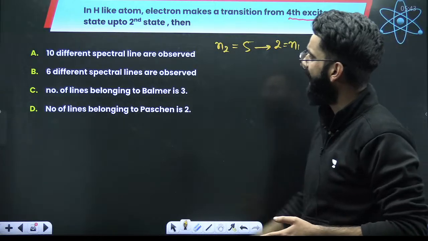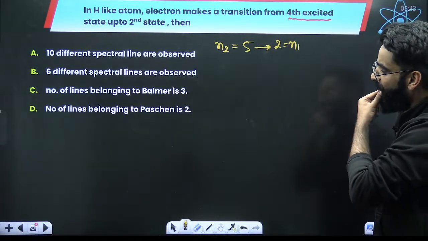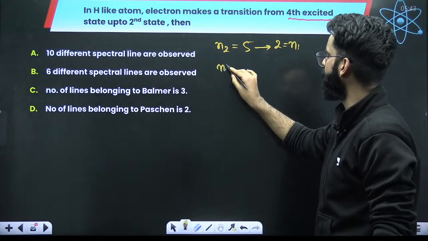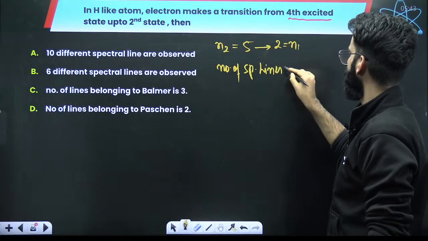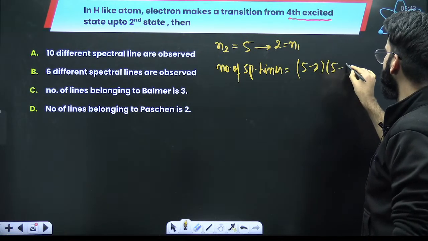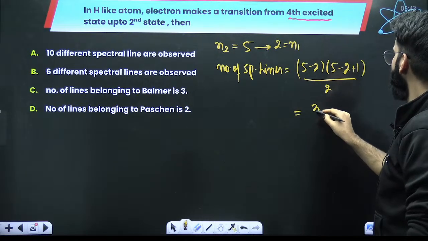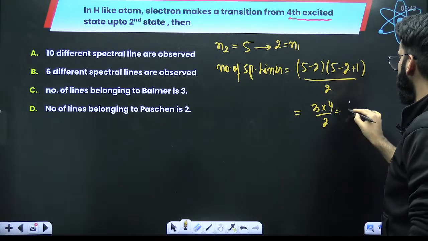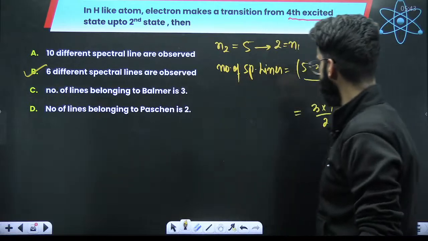Then 10 different spectral lines are observed. 6 different number of lines belonging to Balmer, number of lines belonging to Paschen. So first of all, let's calculate the total number of spectral lines. Total number of spectral lines will be equal to (N2 minus N1) times (N2 minus N1 plus 1) divided by 2. N2 minus N1 is 3, plus 1 is 4, 4 times 3 is 12, divided by 2 is 6. So in total, 6 different spectral lines are observed, right?